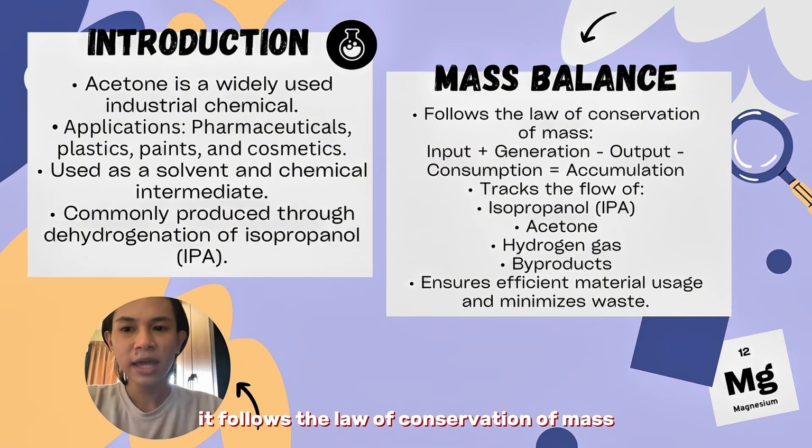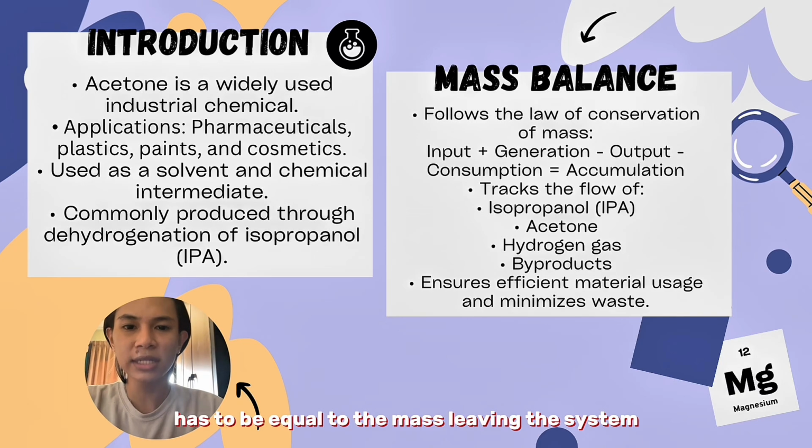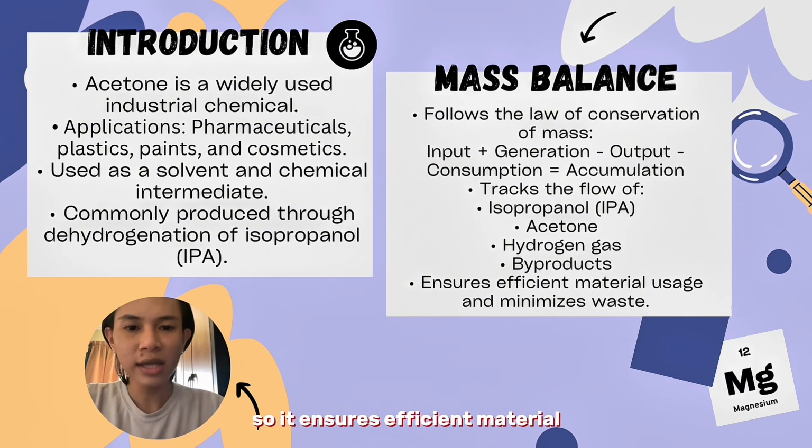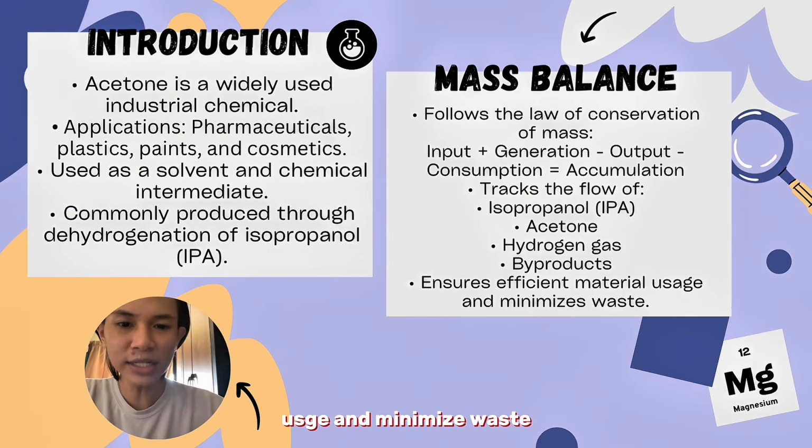For mass balance, it follows the law of conservation of mass, which is that the mass entering the system must be equal to the mass leaving the system. The equation is input plus generation minus output minus consumption is equal to the accumulation. So it ensures efficient material usage and minimizes waste.